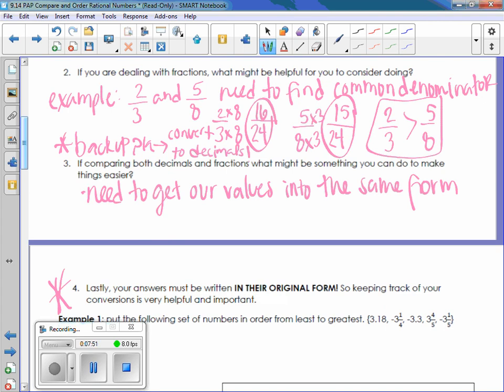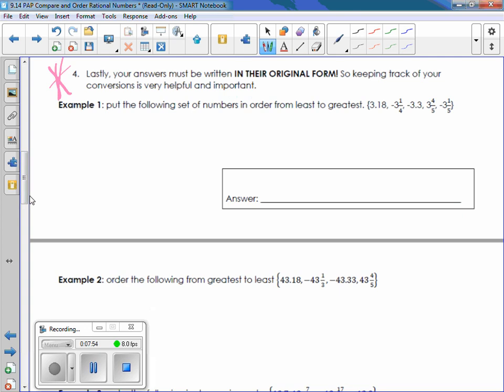All right, let's do this first example. It says to put the following sets of numbers in order from least to greatest. I'm trying to make my pen smaller. Because I write so big, I always like to rewrite the numbers in my own handwriting and then line it up from there. So I rewrite them: 3.18, negative 3 1/4, negative 3.3, 3 4/5, negative 3 1/5. And then I see that it said from least to greatest, so I always write L to G.